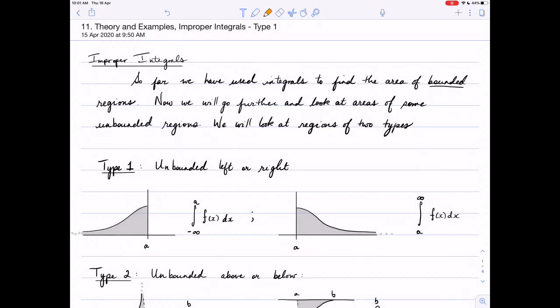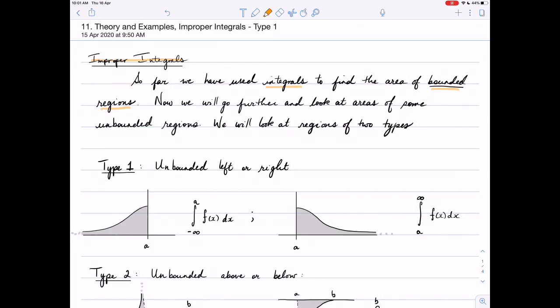The topic of this lesson is improper integrals. And so what those are, let me explain a little bit geometrically. So far in the course we've looked at areas of bounded regions, and we've used integration to find those areas.